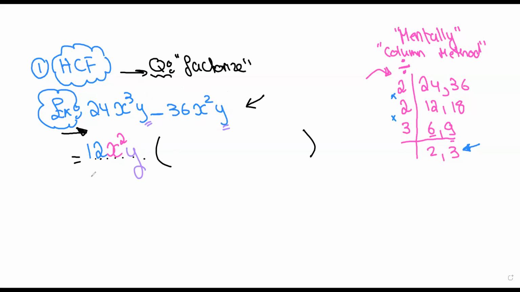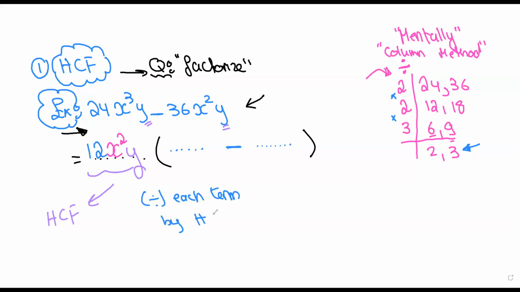So this item over here is the highest common factor. Now let's move on to how do I fill in inside the bracket? To fill in inside the bracket, you divide each term in the question by the highest common factor.